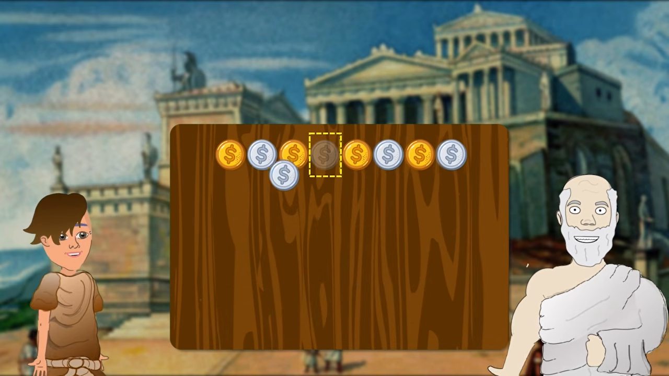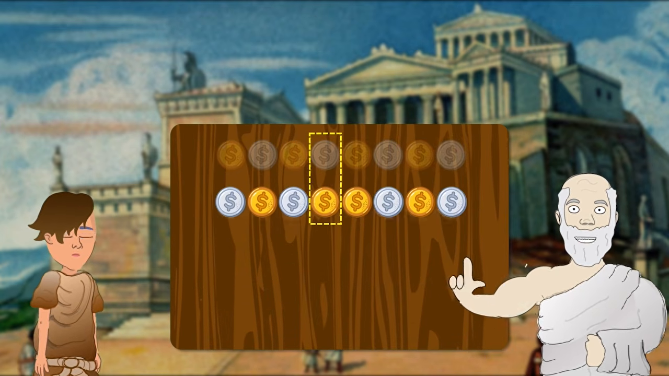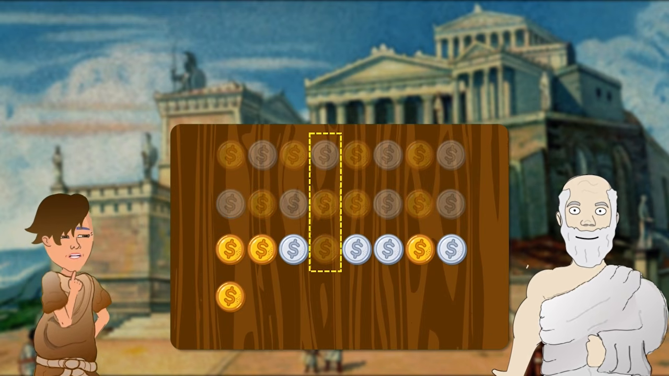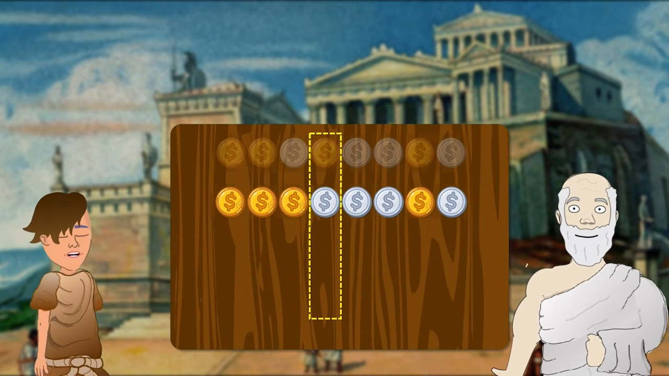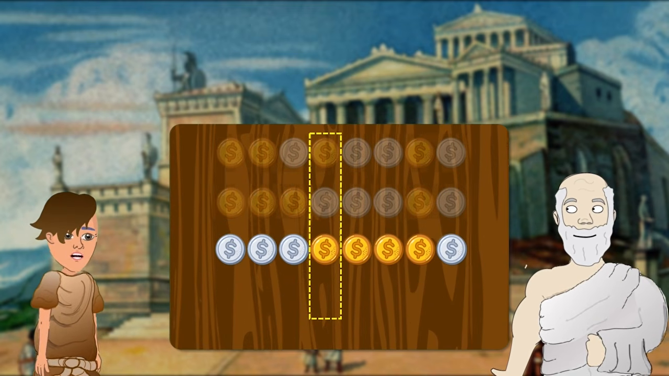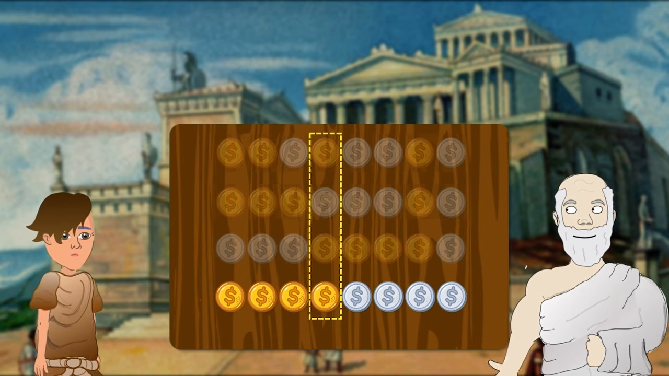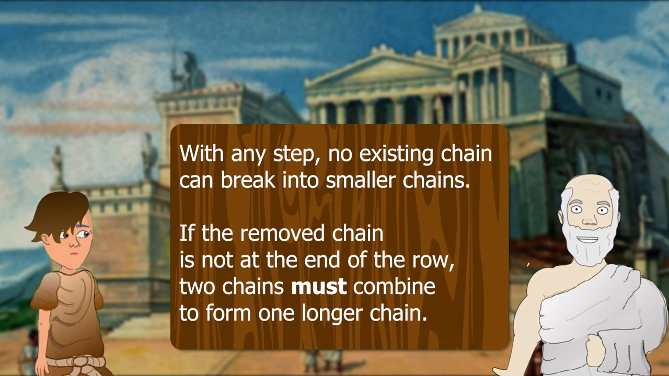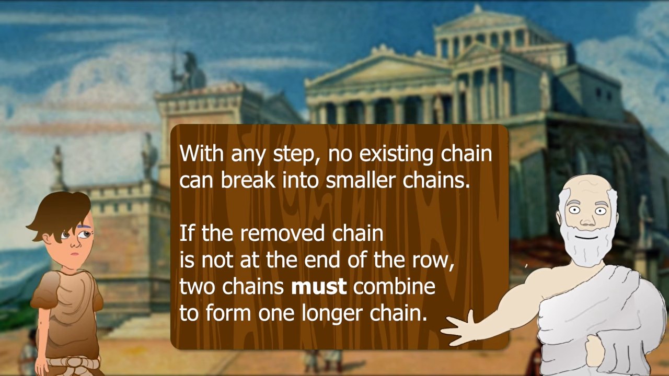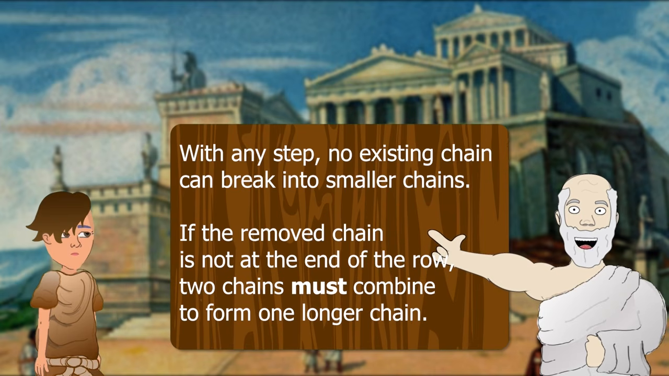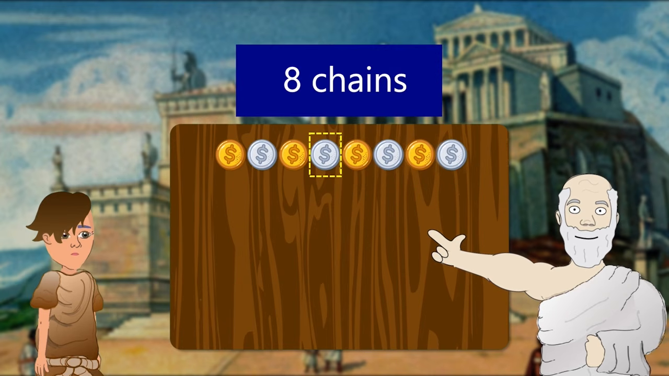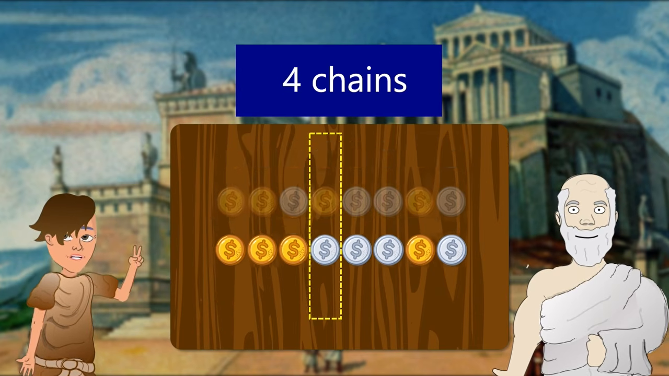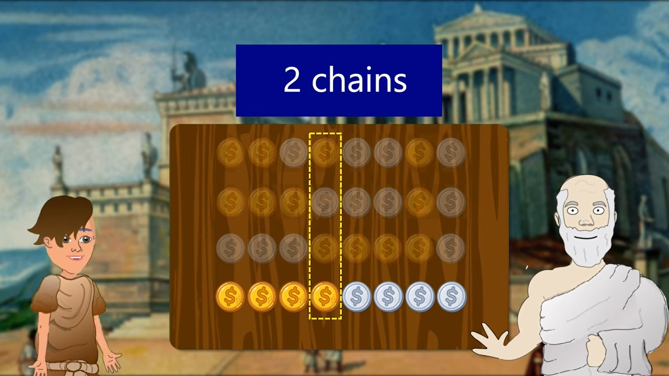Correct. Now tell me, with any move, can any existing chain break into smaller chains? We always remove an entire chain and move it to the end, so no, an existing chain can never break into multiple smaller chains. Right. And as no existing chain can break into smaller chains, but 2 chains must combine to form a longer chain. I see. In the end, all the chains must combine to form 2 chains, 1 aluminium and 1 bronze.